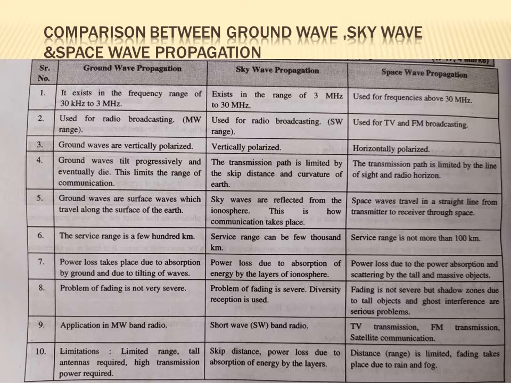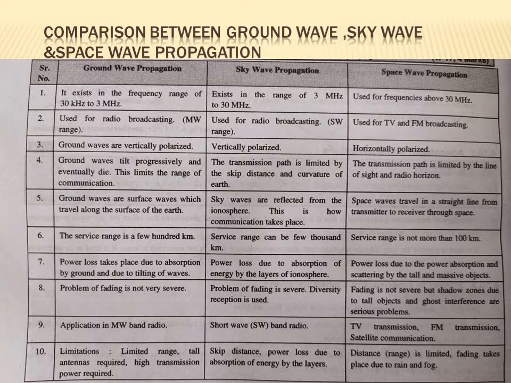Next one is the polarization. The ground wave propagation is vertically polarized, sky wave propagation is also vertically polarized, and space wave propagation is horizontally polarized.